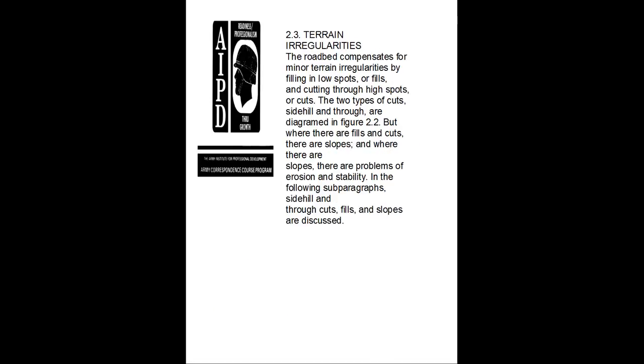2.3 Terrain irregularities. The roadbed compensates for minor terrain irregularities, filling the low spots with fills and cutting the high spots with cuts. The two types of cuts, side hill and through, are shown in the diagram of figure 2.2, along with the fills. Slopes are where they occur. Slopes present problems of erosion and stability. In the following subparagraphs, side hill and through cuts, fills, and slopes are discussed.